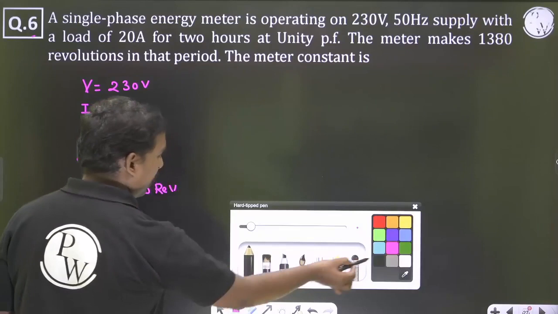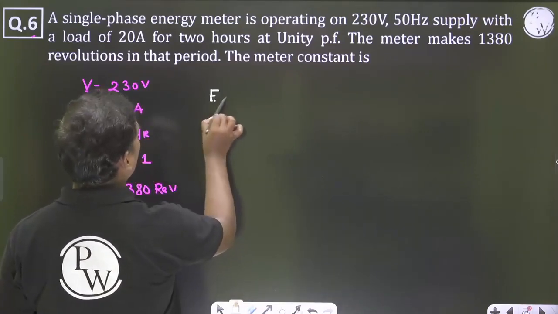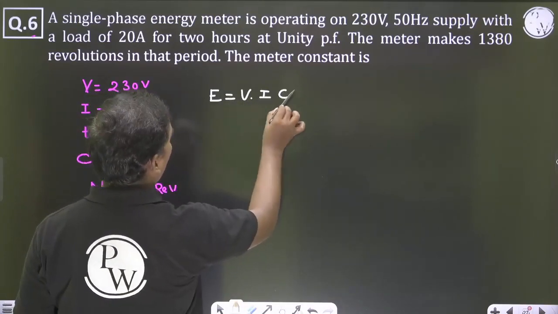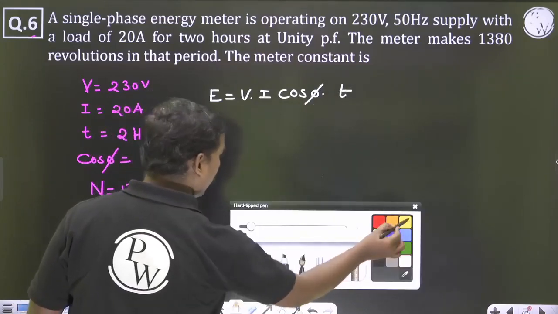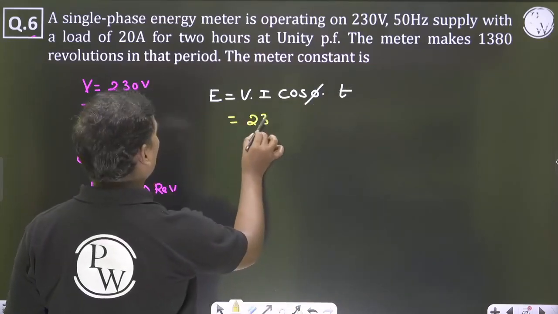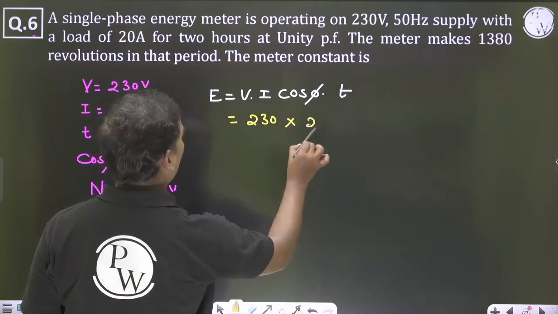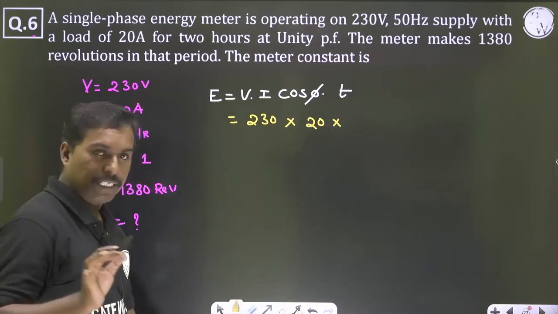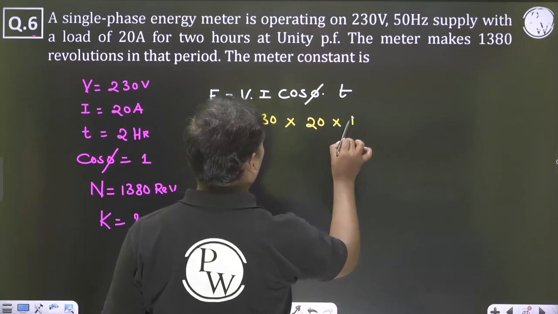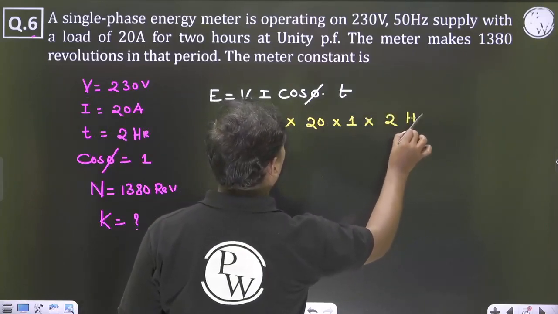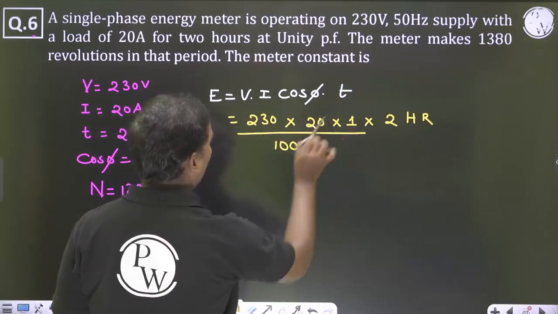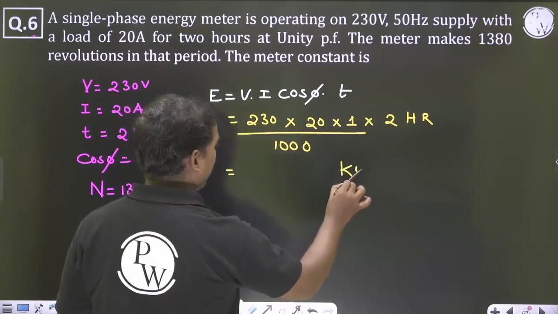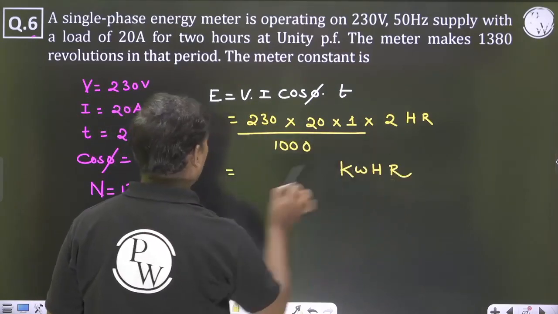Simple. First calculate energy. Energy is equal to VI cos phi time. So V is equal to 230. Current is equal to 20 amperes. Cos phi is equal to 1. Time is 2 hours, already given. So you divide by 1000. This part will be kilowatt. The units are kilowatt hour, so that is the energy units.